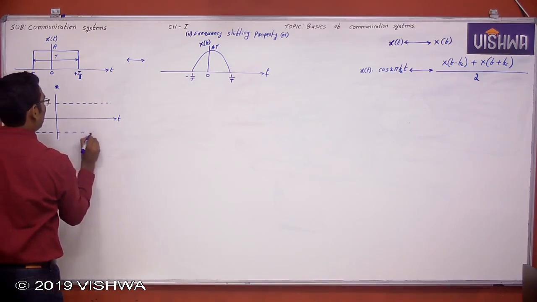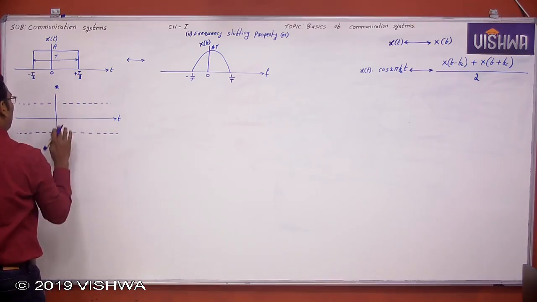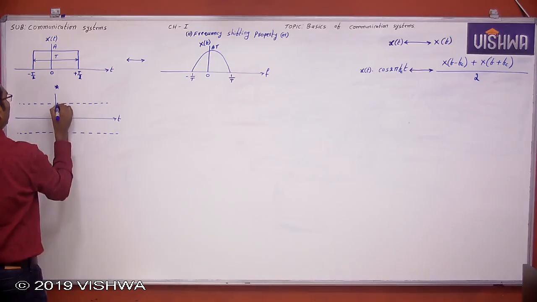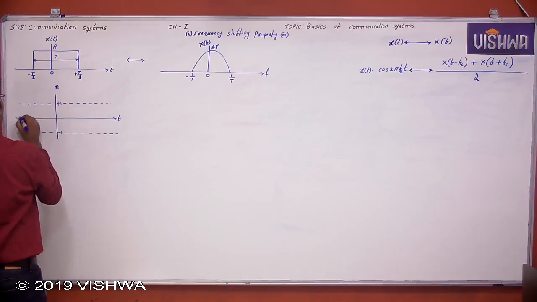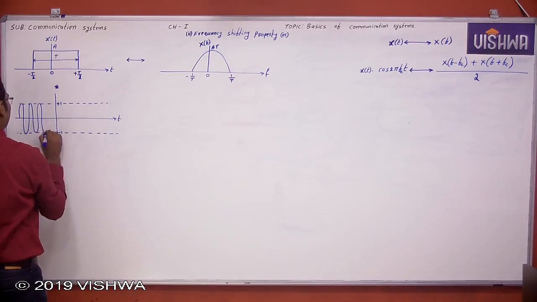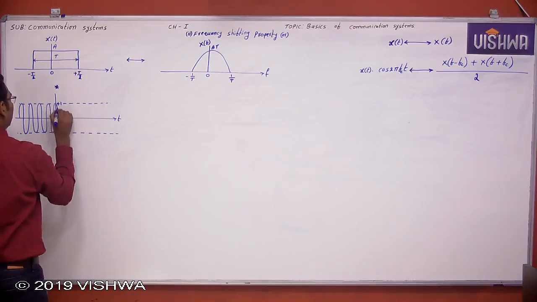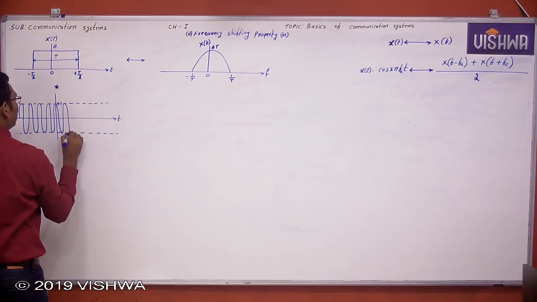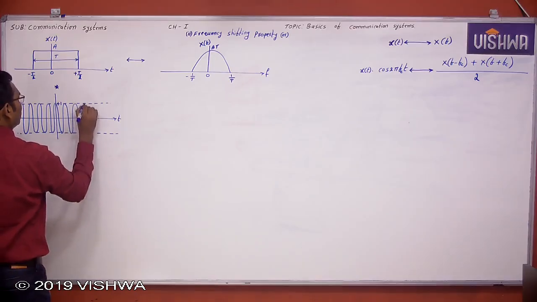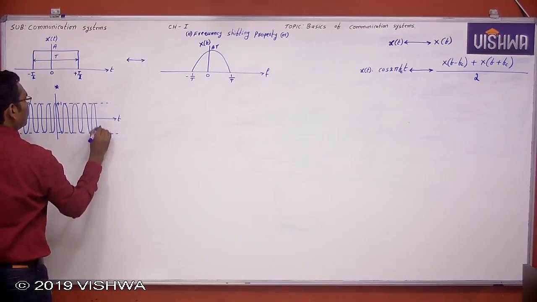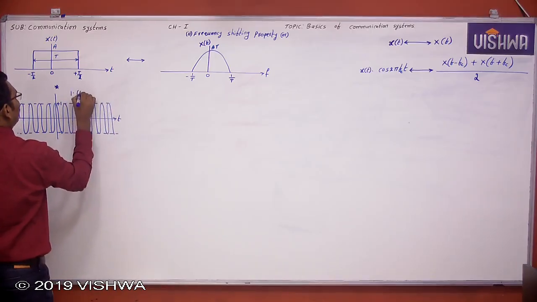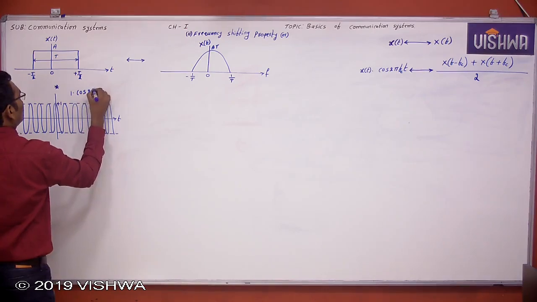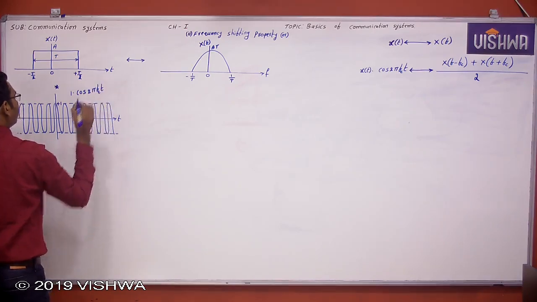Minimum amplitude is minus 1. You know how to draw the sinusoidal signal. Peak amplitude is 1, minimum amplitude is minus 1, peak to peak amplitude is 2, and the frequency is fc. Now this is 1 into cos 2 pi fct.